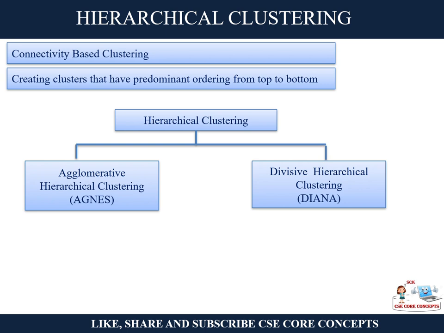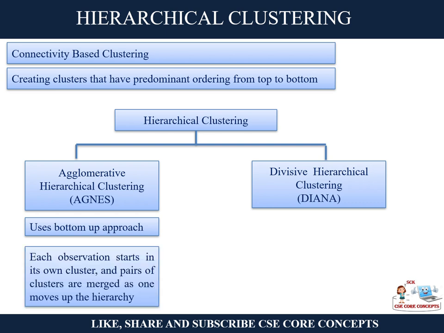One is agglomerative hierarchical clustering, which is also called AGNES, and another is divisive clustering, which is also called DIANA. The difference between them is that agglomerative clustering uses a bottom-up approach, that is, each observation or each data point is considered as one cluster, and gradually as they go from bottom to top, they start pairing up with other clusters and merge as they move up the hierarchy.